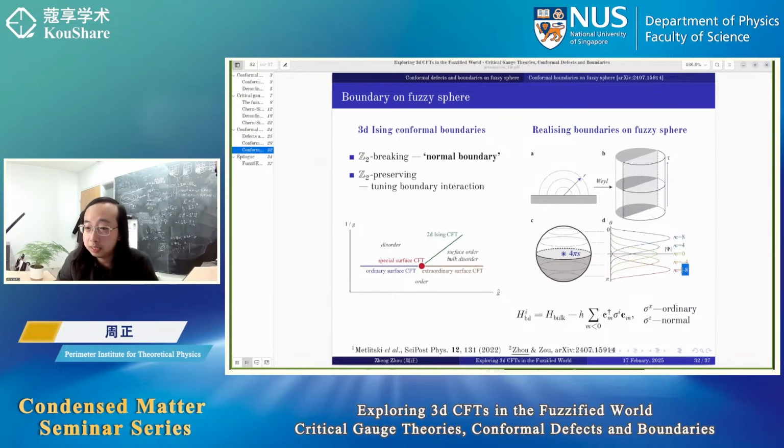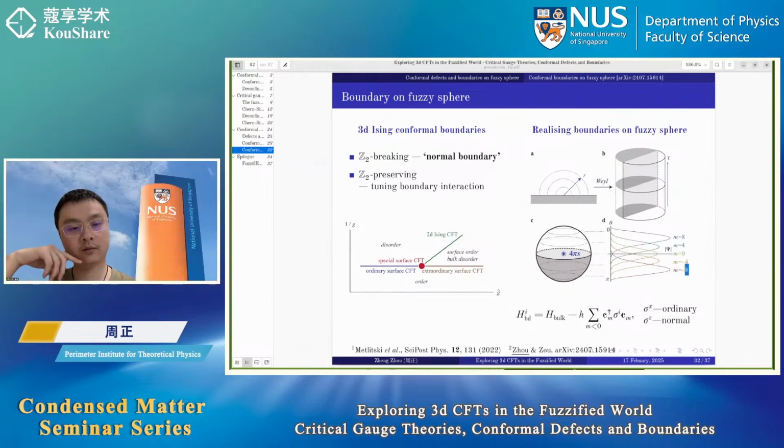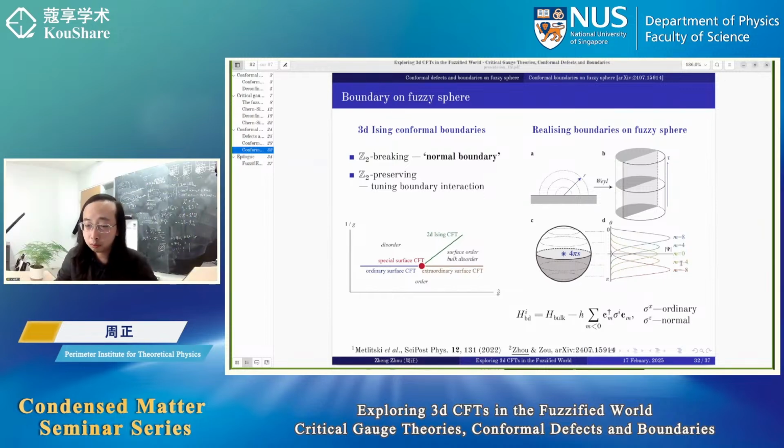Yes, there should be interesting things. But so far we are not sure how to study them. So I think the scenario is quite similar to a cusp. That is to say, you join two defects at an angle.